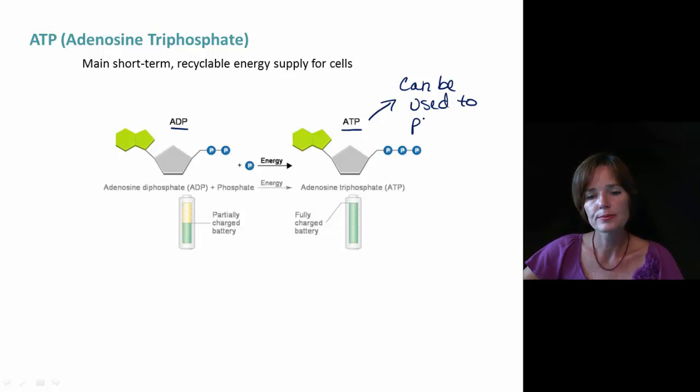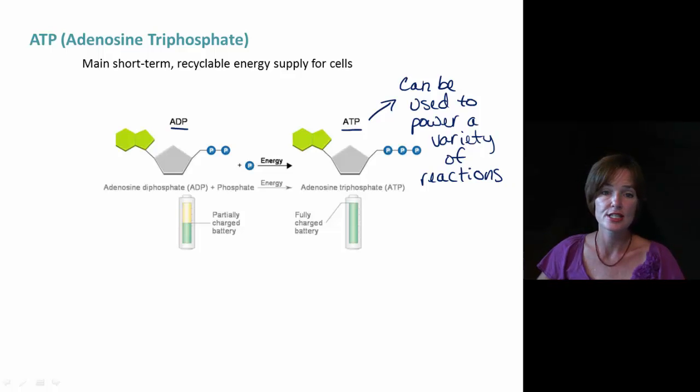This can be used to power a variety of reactions. The type of reactions that would use ATP as a power source would include our synthesis reactions. They have energy going into them as a reactant, and they are going to get that energy primarily from a charged up ATP molecule.